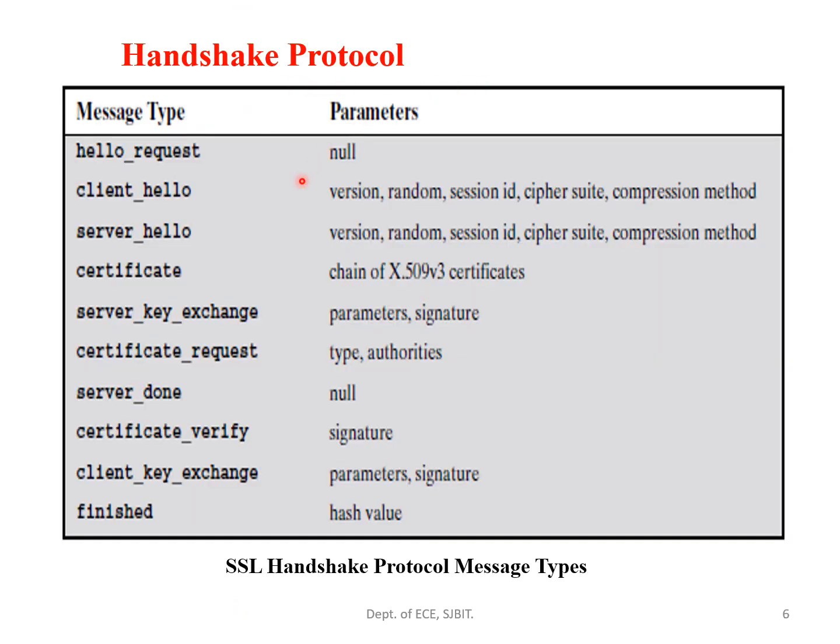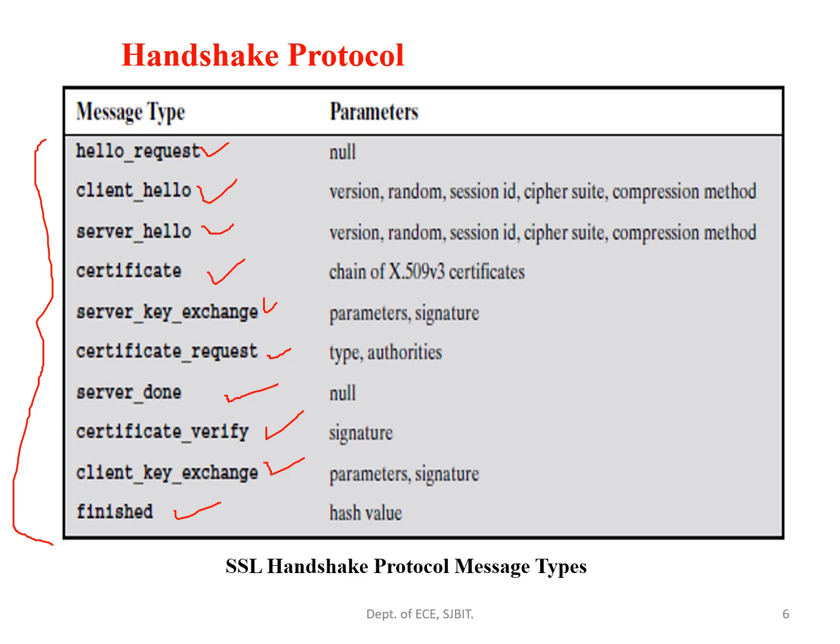Handshake protocol. Considering some handshake protocols, message type and the parameters. In the message type, we are going to consider the hello request message, client hello, server hello, certificate, server key exchange, certificate request, server done, certificate verify, client key exchange, and finished. These are the different message types that we are going to use in the handshake protocol.